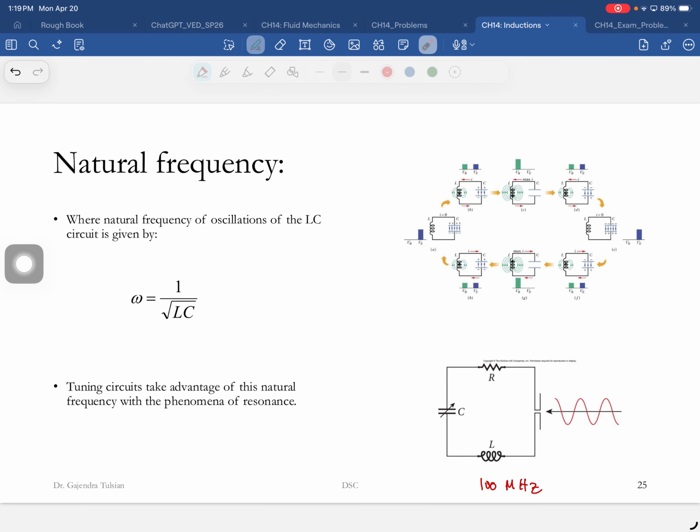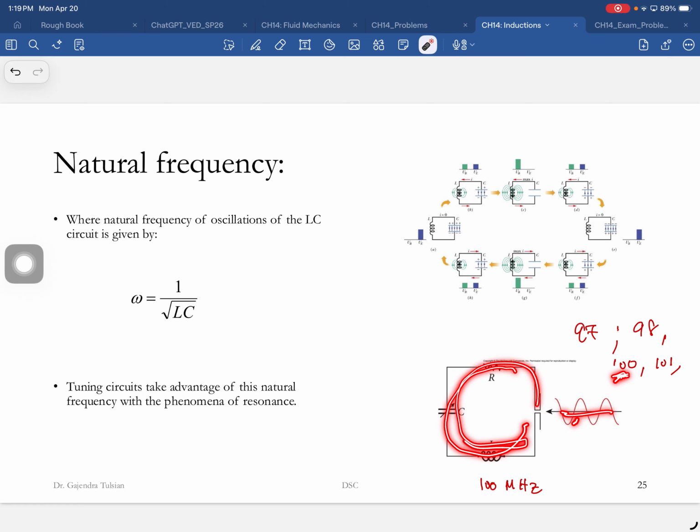90, 97 megahertz, 98 megahertz, 100 megahertz, 101 megahertz. All those signals are there. When you excite at a frequency that doesn't match the natural frequency, that signal will not set up a large current. The signal whose frequency matches this natural frequency will set up a large amplitude current. All these other signals are setting up very small currents. Only this one sets up the largest amplitude current.